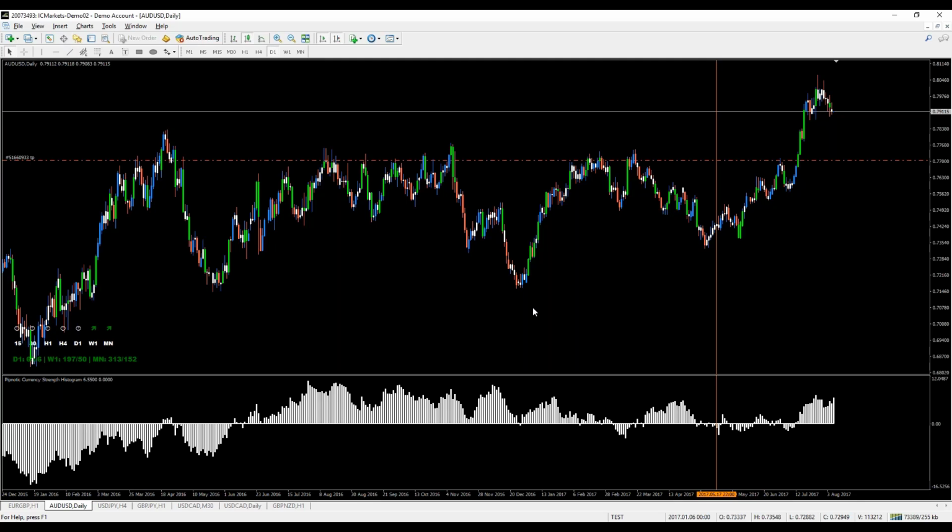Peter is saying, for refining entry points into supply and demand trades, do you think it would be best to use the smaller time frames or the histogram or both? I would use price, absolutely, and the histogram for confirmation.